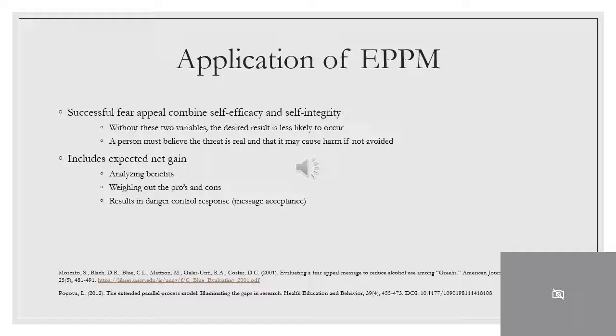The goal of applying the EPPM model is to have two things in there, your self-efficacy and your self-integrity. Without these two variables, the desired result is less likely to occur. So you have to have your values and your belief that you can accomplish something. This includes expected net gain as well, so analyzing your benefits and weighing your pros and cons, and this will result in the danger control response, which is message acceptance, to then begin the new behavior.